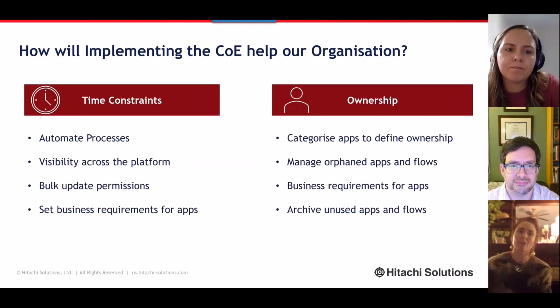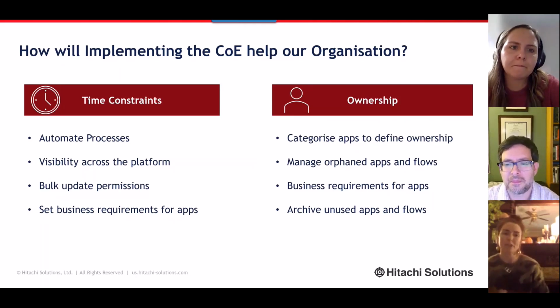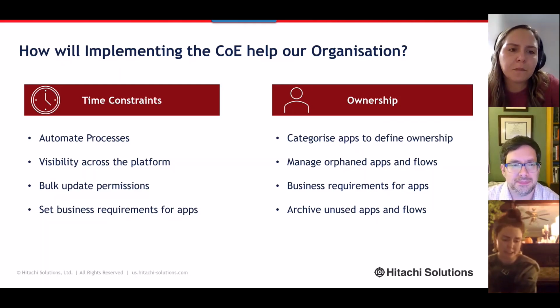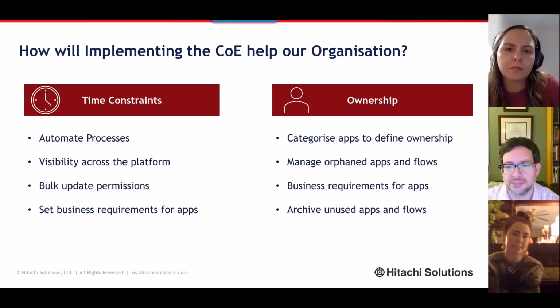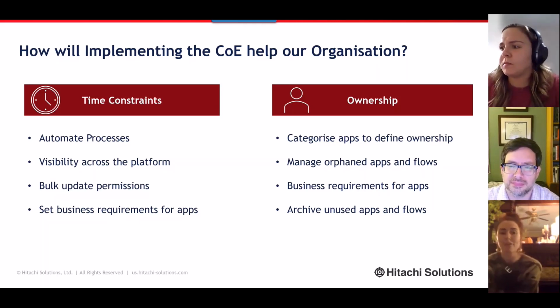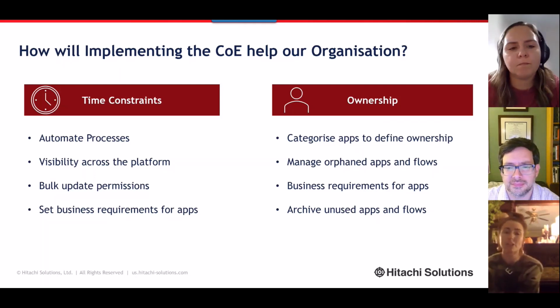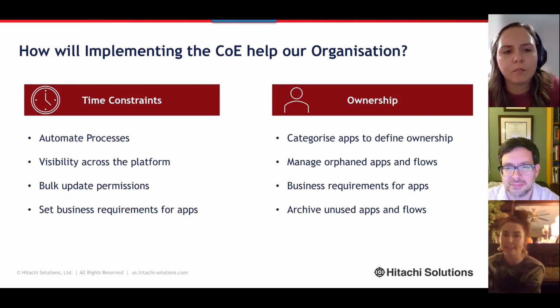So now that we've gone through a couple of things here, how will implementing these tools help our organization? From a time constraints perspective, IT admins are going to be like, oh my God, it's going to take so much time. But when you implement the Center of Excellence Starter Kit, you're going to have complete visibility across the platform, so you no longer have to hassle Bob or Joe to ask them how their application is going. You're also going to be able to bulk update permissions from a single Canvas app, set business requirements, and automate a ton of processes such as environment requests.